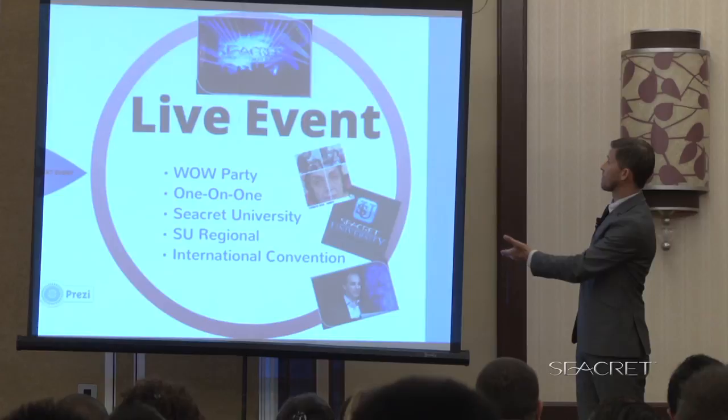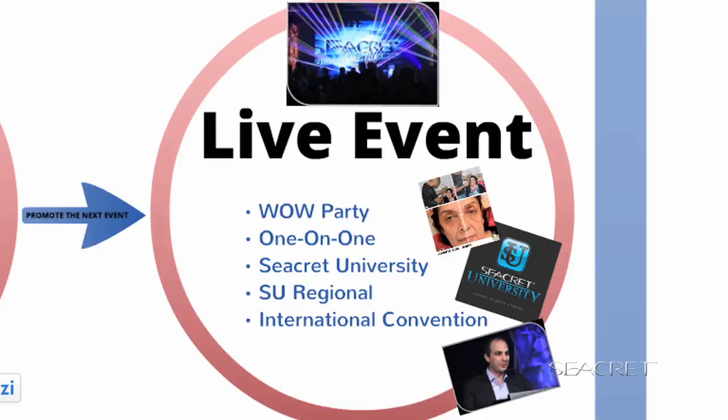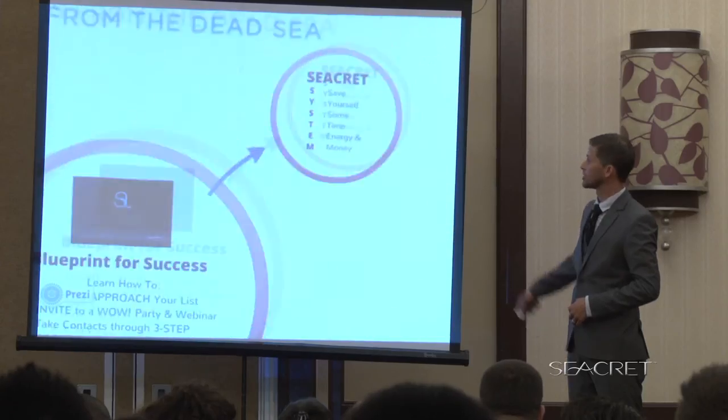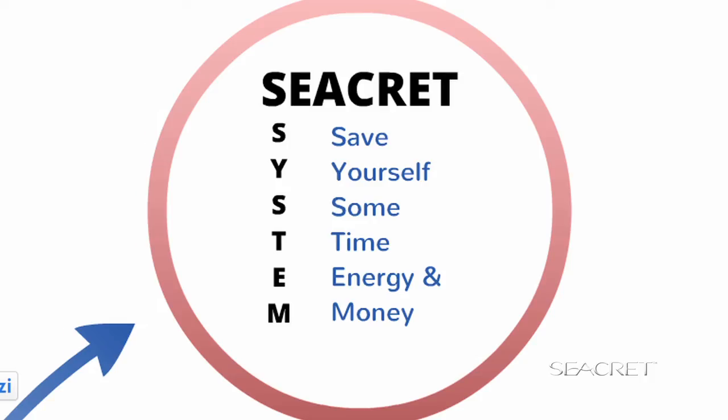Then, basically, your expert's job is just to promote the very next live event. Once you get them out to the live event, you guys, they're going to see 300 people. Their belief level is going to go through the roof. This is very simple. This is how the system works. They're going to come out as a retail customer, either a preferred customer, or they're going to become a secret agent. This is the system, ladies and gentlemen. System stands for save yourself some time, energy, and money.